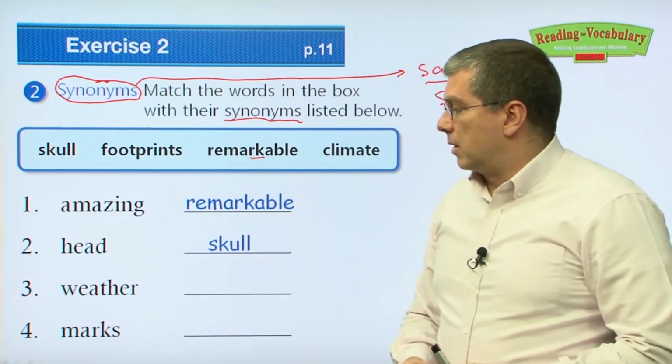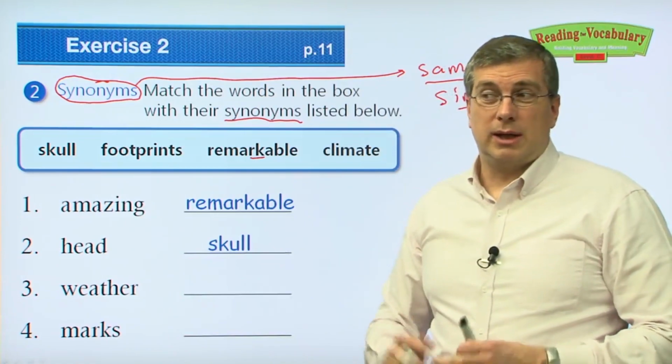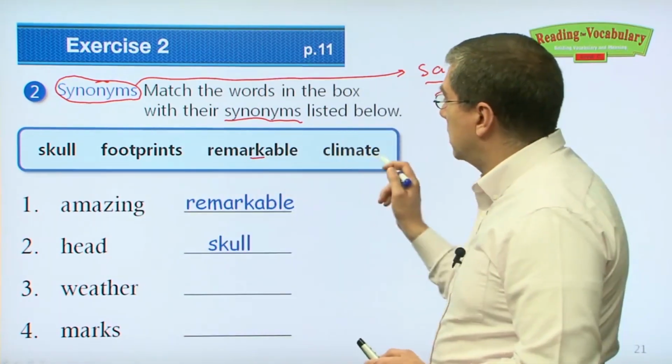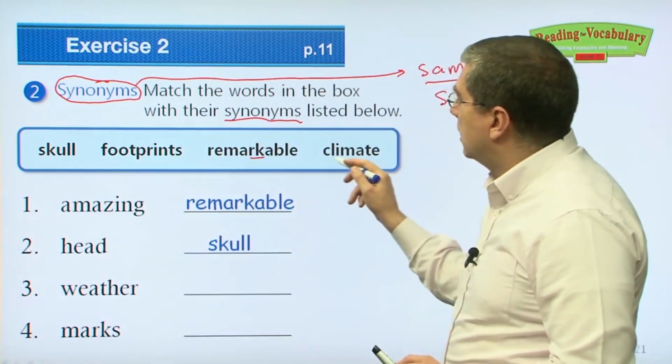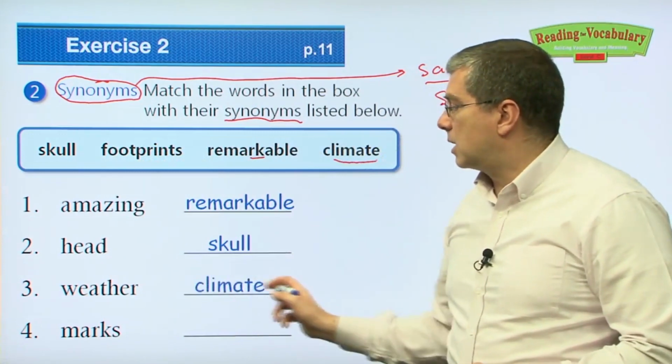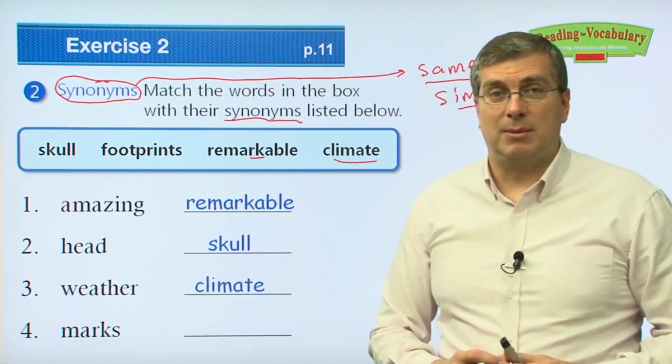3, weather. So we're talking about the weather in a certain place, especially. What word has to do with weather? Of course, this word means weather. Climate. So climate. Weather is climate.